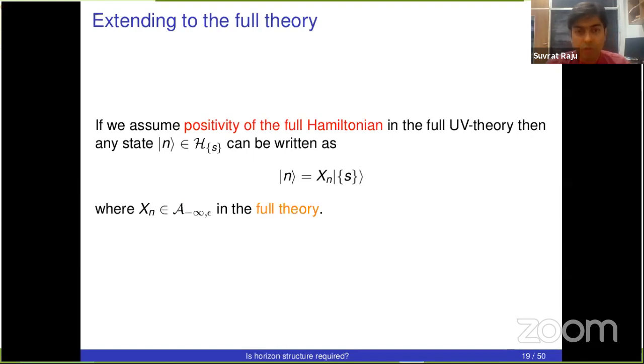And if I'm allowed to assume this, then what we have shown is that even in the full theory, any state which is part of this Hilbert space that's obtained by acting on a particular soft vacuum can actually be obtained by acting with an element of this smaller algebra on the soft vacuum.